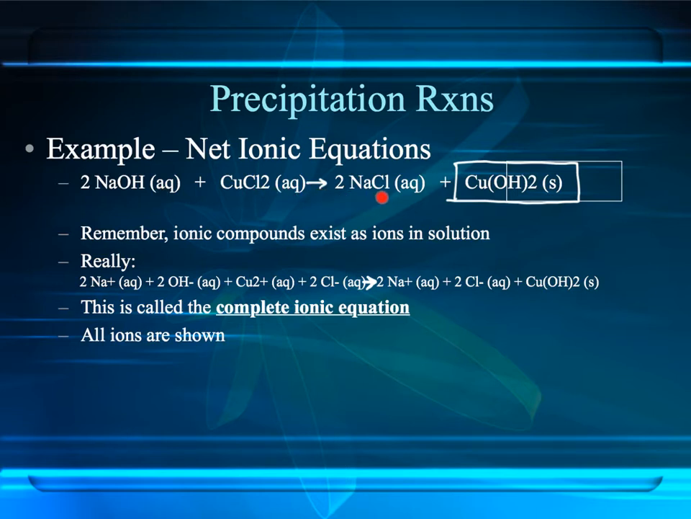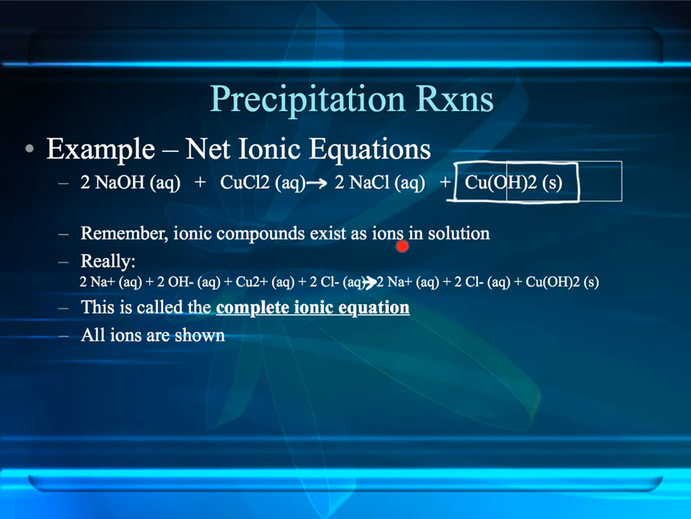You react those by pouring them together. You end up with sodium chloride, table salt, that's still aqueous, and copper 2 hydroxide, which turns into a solid. Well, you have to remember that ionic compounds exist as ions in solution. So what's really going on here? You have sodium ions, hydroxide ions, copper 2 ions, plus 2 on the charge there, and chloride ions. All of those things are aqueous in solution.